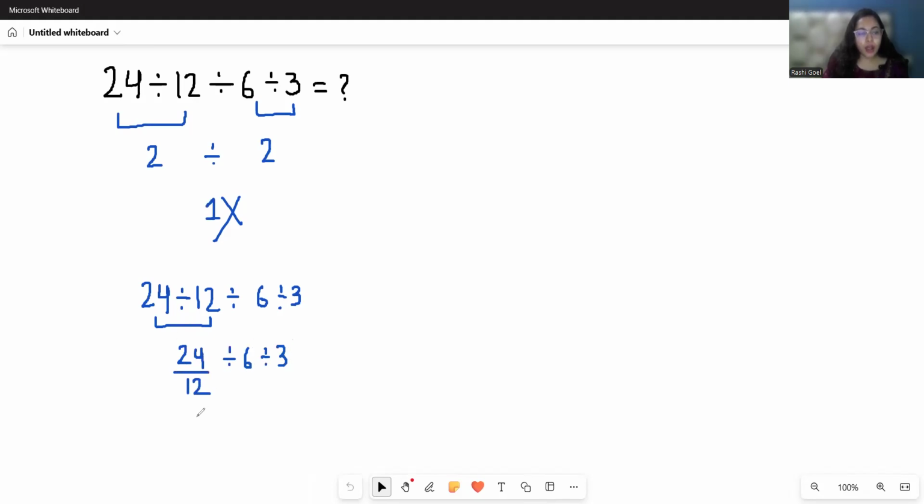24 divided by 12 gives 2, divided by 6, divided by 3. Earlier we divided 6 by 3, but we have to solve it from the left. So first we have to solve 2 divided by 6, then divided by 3. 2 divided by 6 gives 1 by 3, divided by 3.